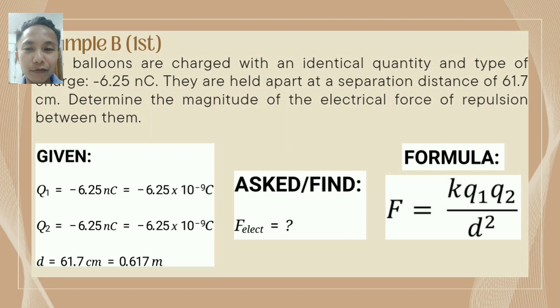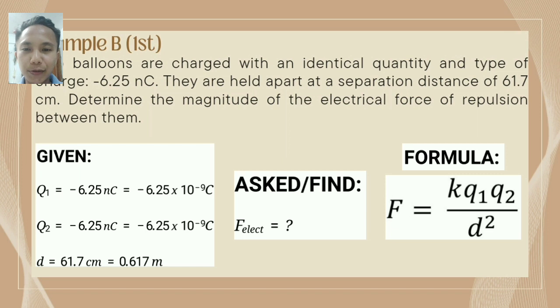The first problem, for example B. 2 balloons are charged with an identical quantity and type of charge, which is negative 6.25 nanocoulombs. They are held apart at the separation distance of 61.7 centimeters. Now, determine the magnitude of the electrical force of repulsion between them. Of course, in this problem, it is said that there are 2 identical negative charges, which means that the balloons possess repulsive force.